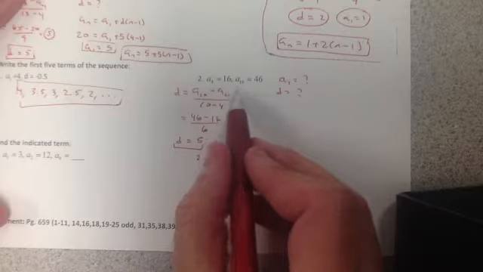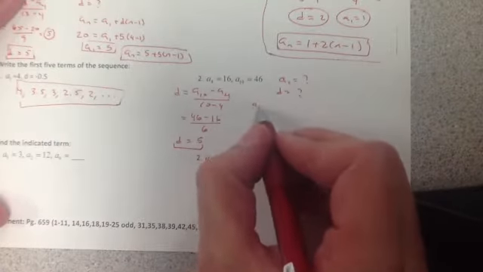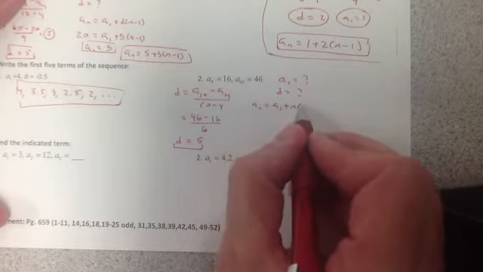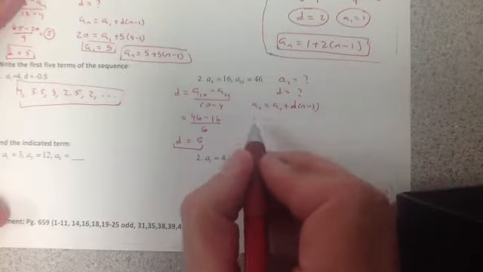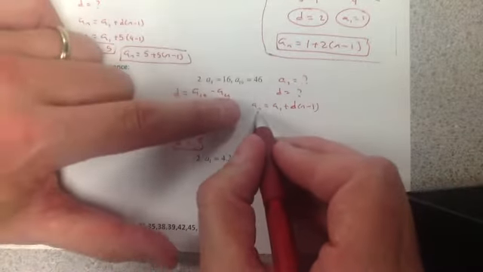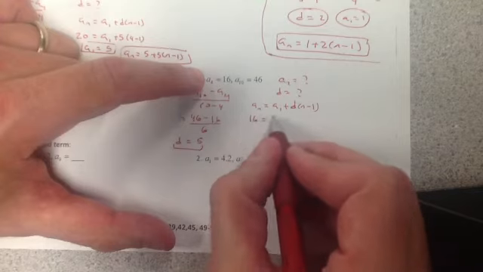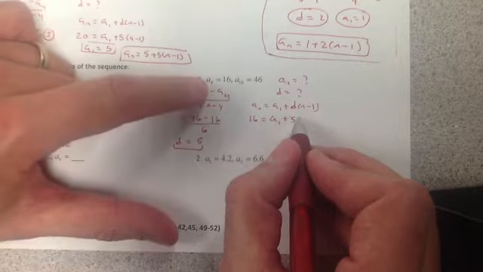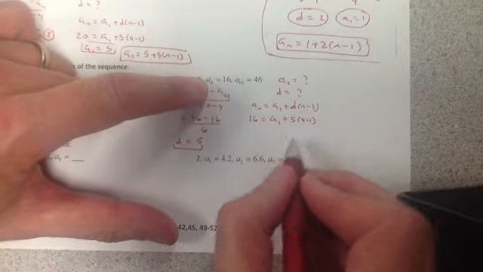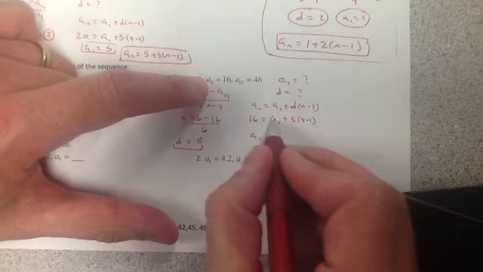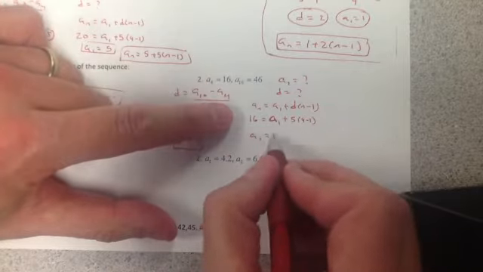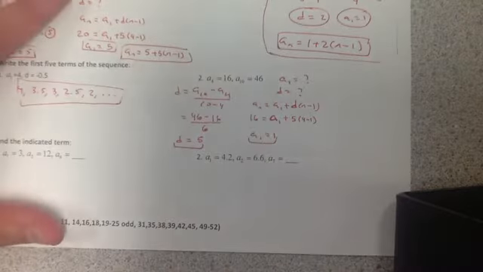Now, what's kind of neat for this one, I can actually work it backwards, but let's practice finding a sub 1 again. So we're going to get a sub n equals the first term plus d times n minus 1. To get the first term, I'll use my first one. 16 equals a sub 1 plus d, which we said was 5, times 4 minus 1. So that's 15. 16 minus 15 is 1. So I got my first term.